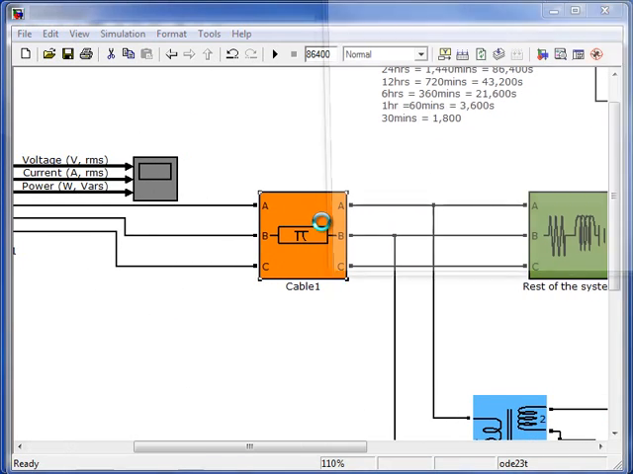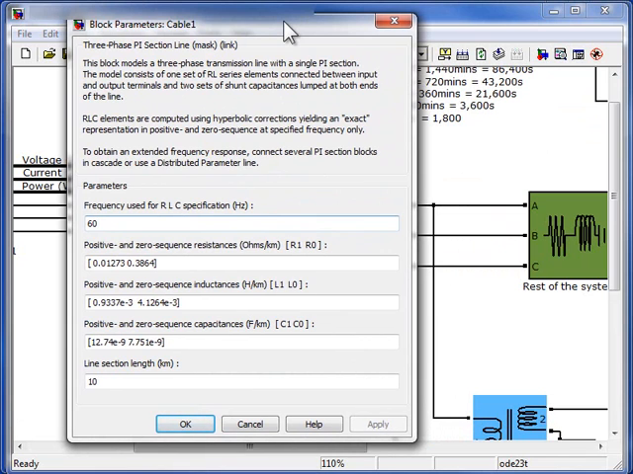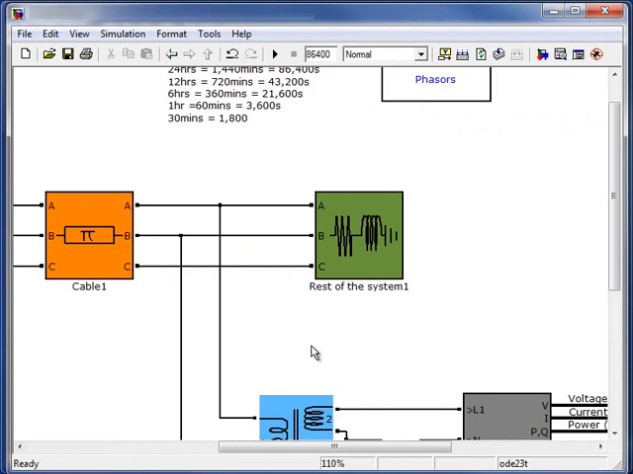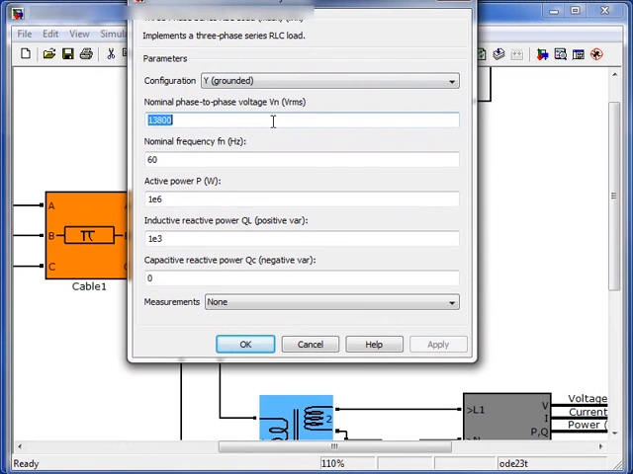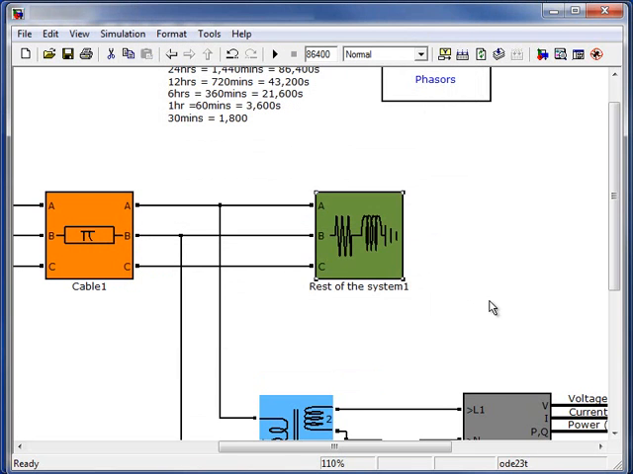This is a cable block. This is taken from the SimPowerSystems library, and it is a three-phase pi section line used as a cable here. The frequency and length can be specified or changed. The rest of the system is modeled as a simple static load where the terminal voltage is specified as well as a desired or intended power consumption.